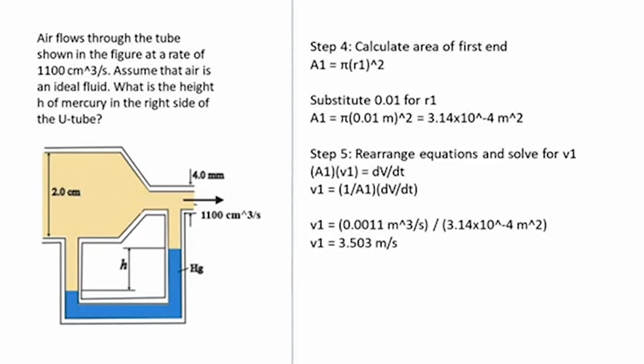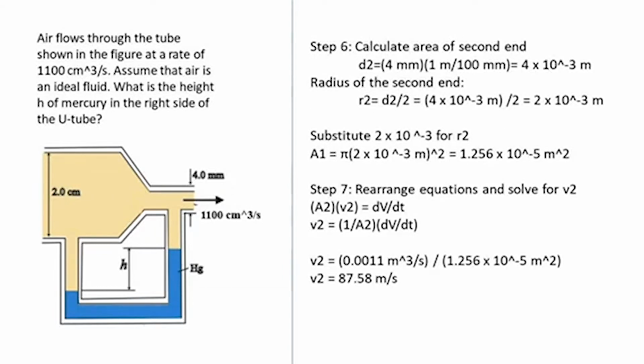Then we're going to solve for V1 using that area, and we do that by just rearranging the equation a little bit and then plugging in the numbers that we found in the previous steps, and we get 3.503 meters per second. So then we carry those steps out again, but this time for the second end. So again, finding that area, finding the radius, and then solving for V2 in this case, and we find V2 to be 87.58 meters per second.